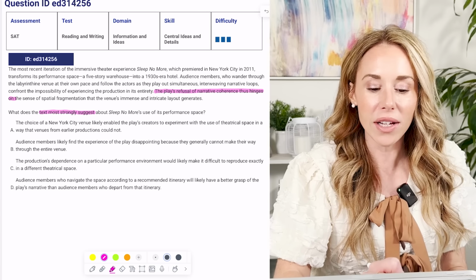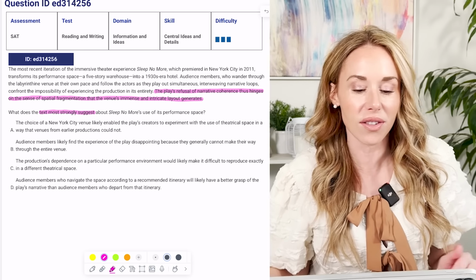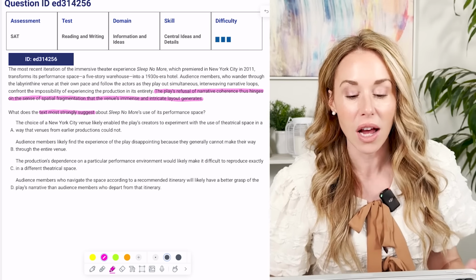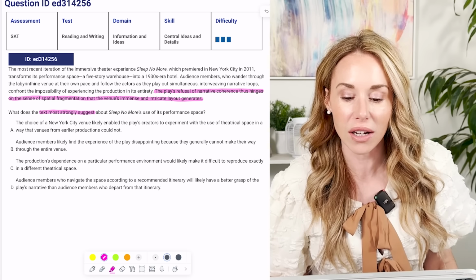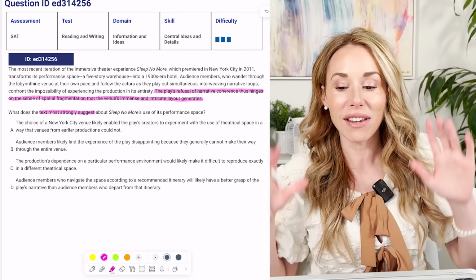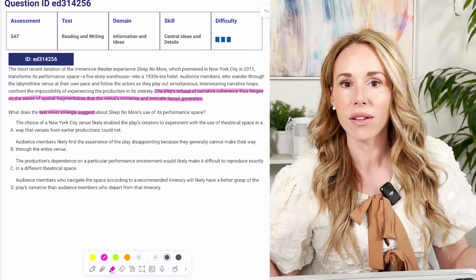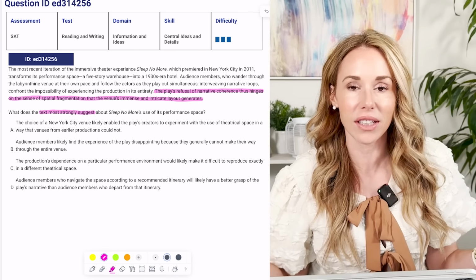It says, "The play's refusal of narrative coherence thus hinges on the sense of spatial fragmentation that the venue's immense and intricate layout generates." Okay, first you have to be okay with not understanding everything that's going on. You're jumping into it. That's okay. You don't need to understand everything that's going on.